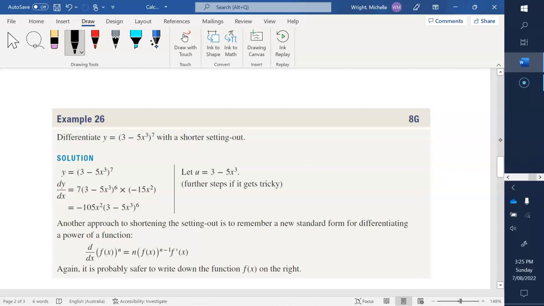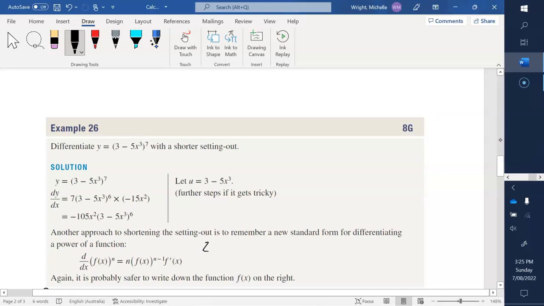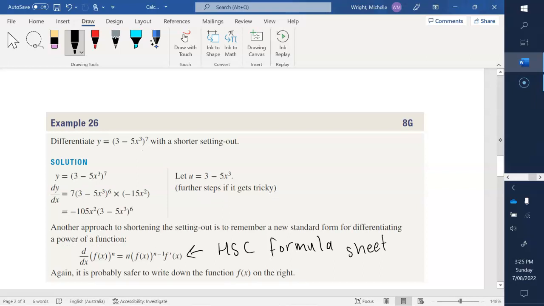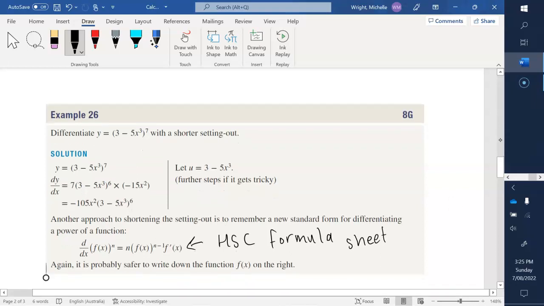But what's really great about that formula is that it is on your HSC formula sheet, and it's given to you. So you've got that there, but you'll still need to be very, very familiar with how to use it. Not only will you be given that in your HSC, you'll be given that in your Year 11 trials in a few weeks. So you need to be familiar with that and what's happening. Okay, so let's have a look up here at the question. It says using a shorter setting out.